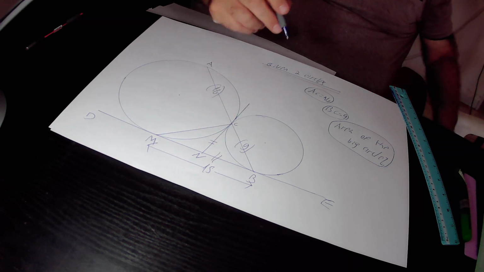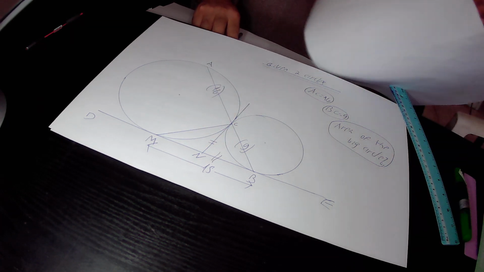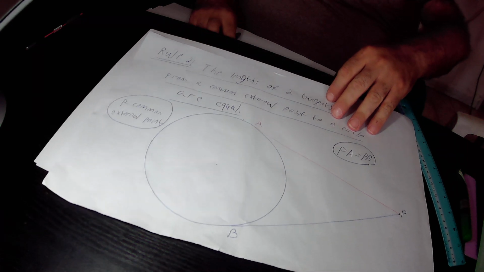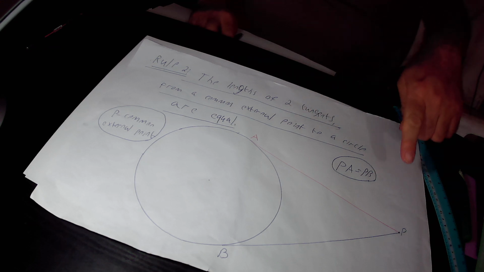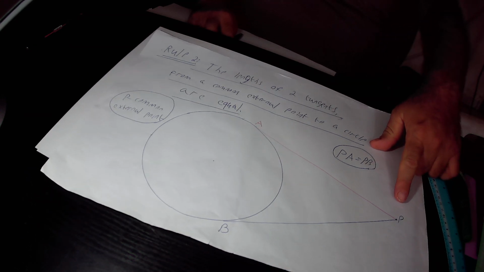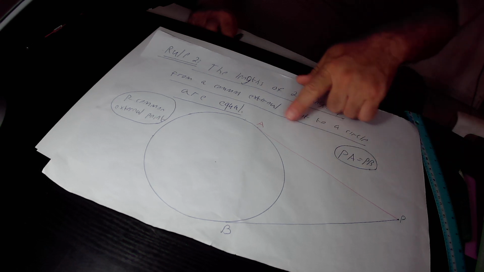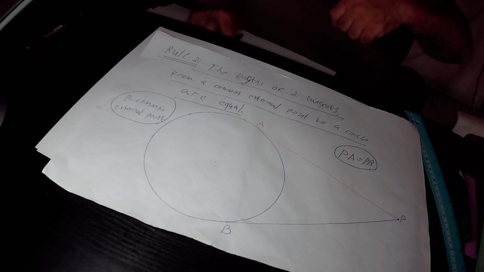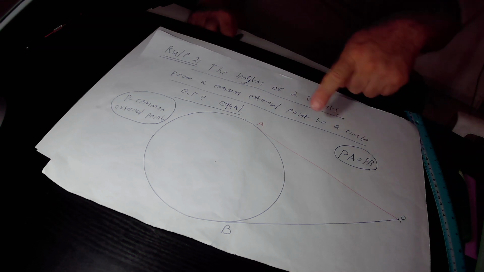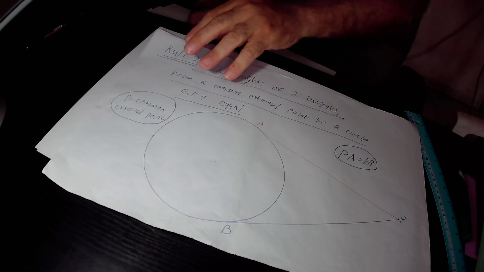I repeat quickly on rule 2. According to rule 2, the lengths of two tangents from a common extra point to a circle are equal. In the drawing, we have a circle. This is the common extra point, point P. From this common extra point, point P, we have two tangents to this circle, tangent PA and tangent PB. And according to this rule 2, they are equal to each other. That is to say, PA equals PB.